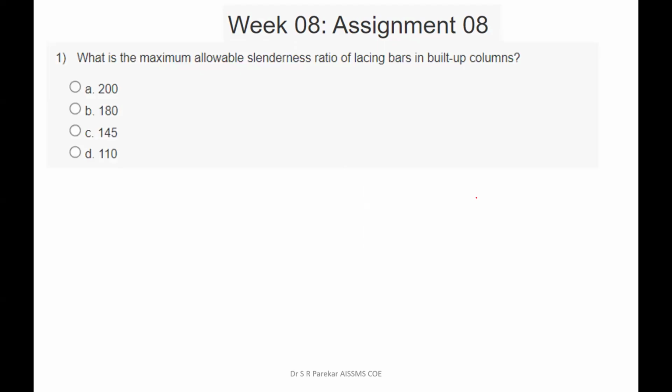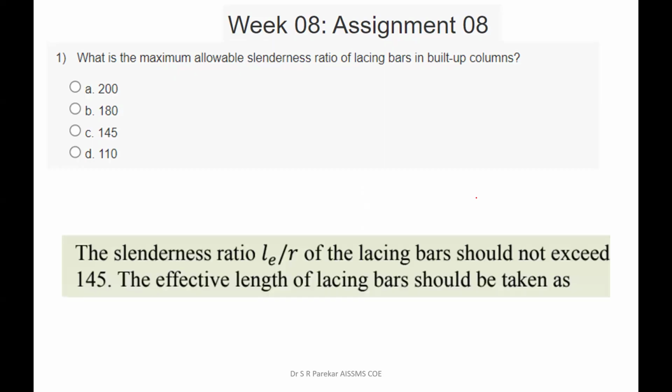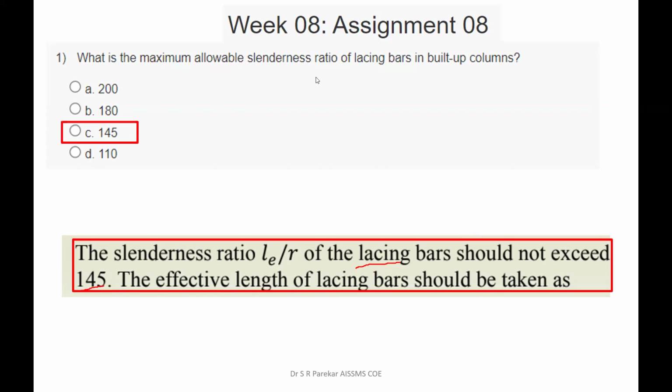Now question 1 we have in this: what is the maximum allowable slenderness ratio of lacing bars in built up columns? If we go through the study material they have given, they have mentioned the slenderness ratio L_E by r of the lacing bars should not exceed 145. And they have mentioned there the maximum allowable slenderness ratio. So we have the value 145, so the option that we have is option C.